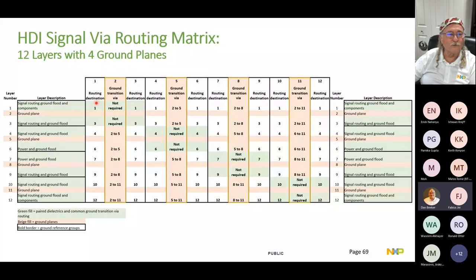So if I'm going from 1 or 3 to 4 or 6, I need a ground transition via between layer 2 and layer 5. If I want to go from 1 or 3 to 7 or 9, I need a ground transition via stack between layers 2 to 8. If I want to go to the bottom of the board, now I need to be able to have a stack to connect ground from 2 all the way down to 11.